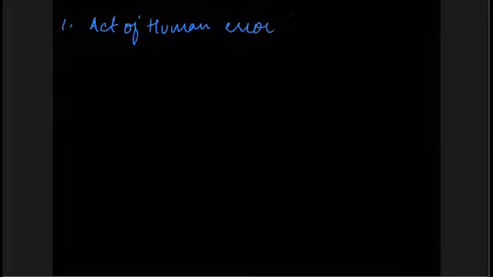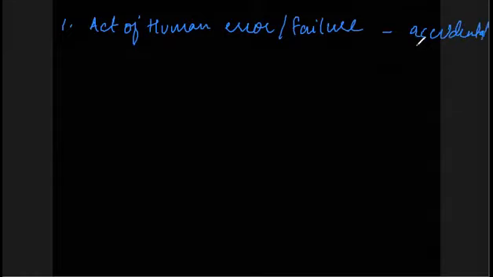In the previous class, we started the different types of threats. Within those threats, we studied a few. Let's get a quick recap. The first threat that we studied was act of human error or failure. This can be any accidental mistakes made by the employees.